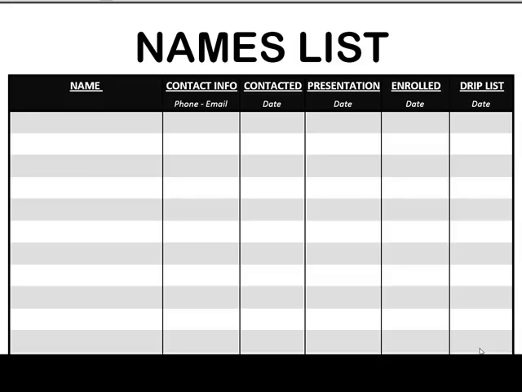Now, the names list is very simply just a tool that we use to keep track of people as we're working them through the process. So what you'll find is it's just a way for you to keep tabs on these people, to keep a list of your names, and to help you contact and be organized as you work your business.